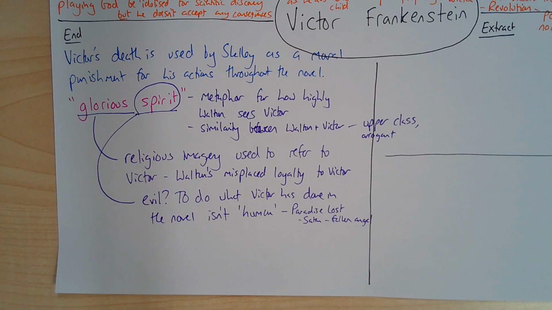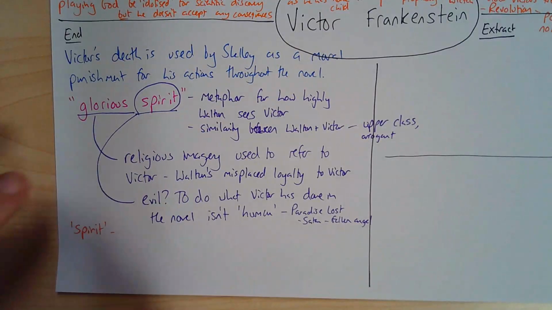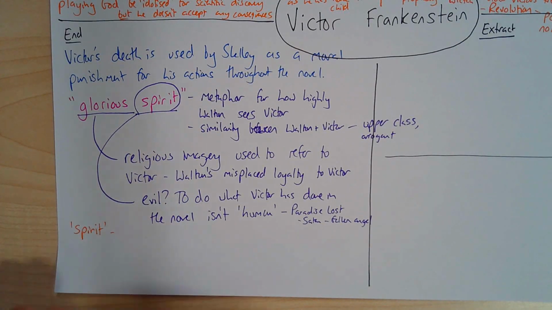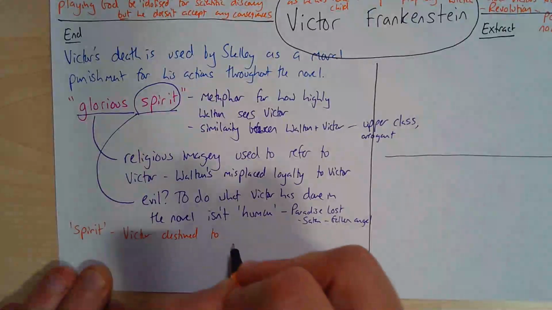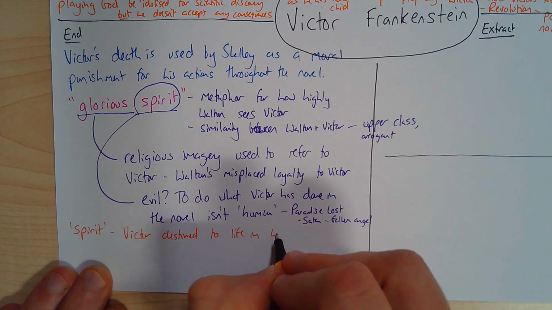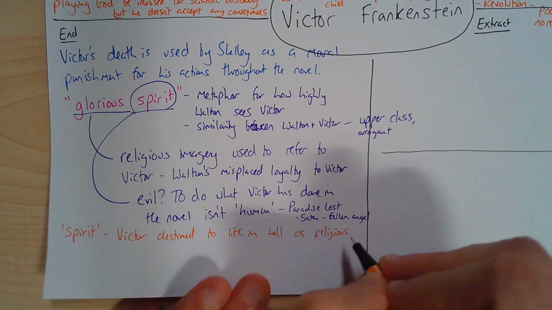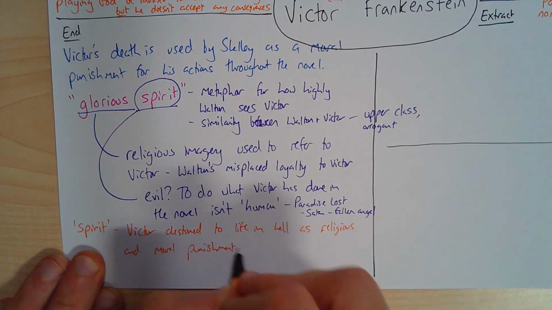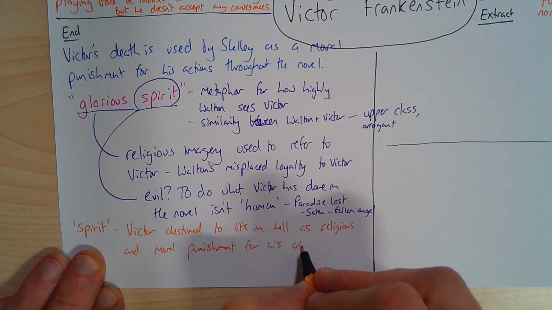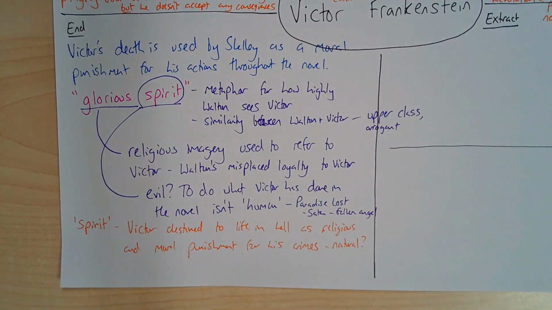and you could use this idea of the extinction as well, but this idea of a spirit, you know, thinking about spirits as well, often tend to be from the realms of heaven, but Victor destined to life in hell as religious and moral punishment for his crimes. And you've also got that natural element as well, this idea that you've committed crimes against nature, so you will be punished threefold.